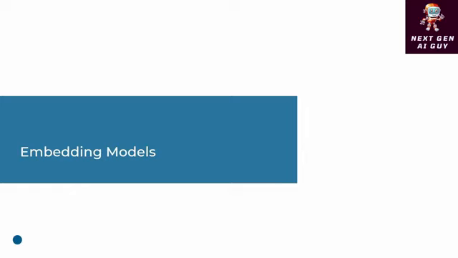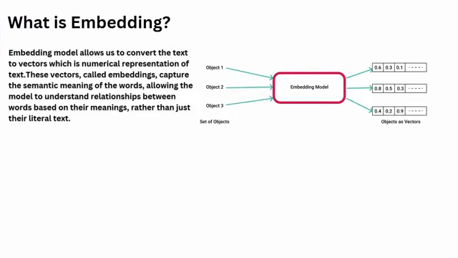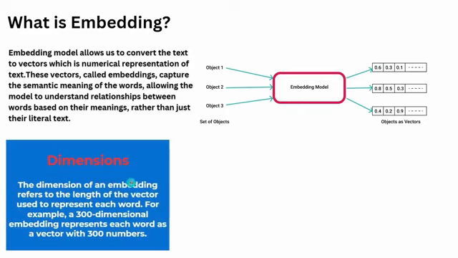Next, we have embedding models. What exactly is an embedding model? An embedding model allows us to convert text into vectors, which are a numerical representation of text. You feed in the text, and the embedding model converts it into a vector, a numerical representation of the text. In the embedding model, we have a dimension. What exactly is a dimension? A dimension is like a feature.